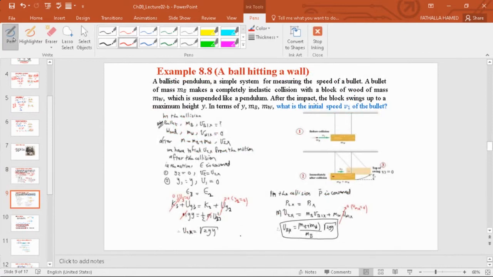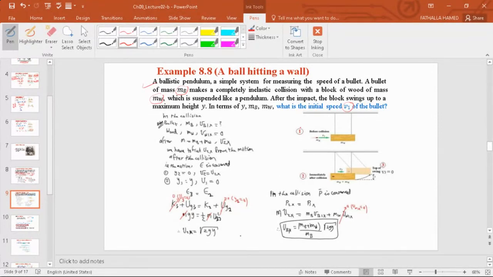Now, in this example here, we're looking also at another type of completely inelastic collision, but used in a practical way. This is what's known as the ballistic pendulum, a simple system for measuring the speed of a bullet of mass mB, and we use B here to indicate bullet, makes a completely inelastic collision with a block of wood of mass mW, and we use subscript W here to denote it's the mass of the wooden block, which is suspended like a pendulum. After the impact, the block swings up to a maximum height y. In terms of y, mB and mW, what is the initial speed v1 of the bullet?